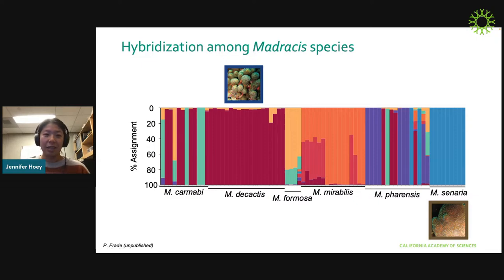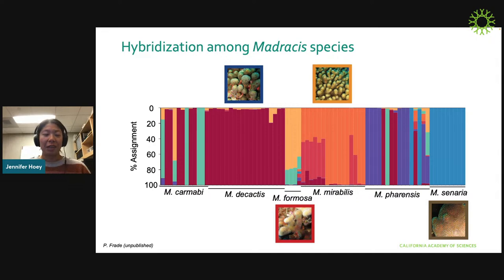Madracis dicactus, you can see all the ones that look visually like Madracis dicactus are mostly this magenta color. So that also suggests that they are quite distinct from any of the other Madracis species.